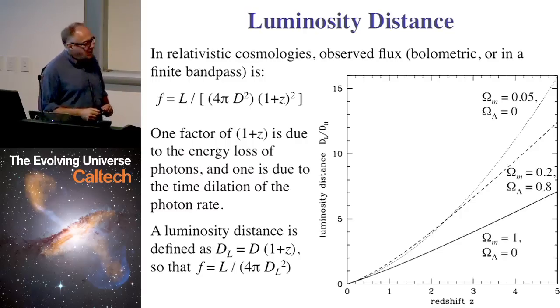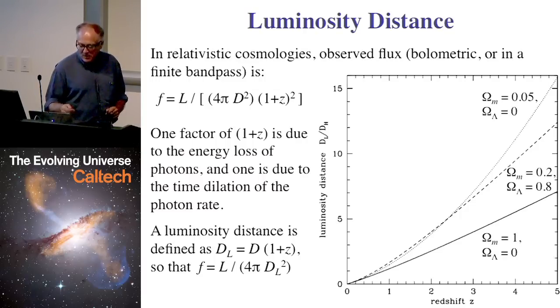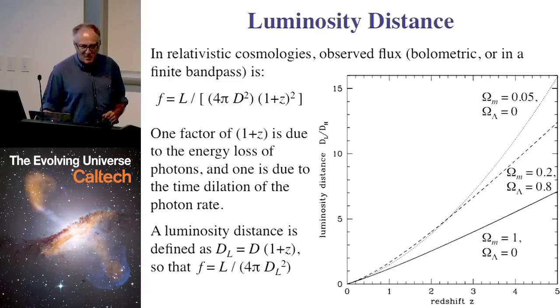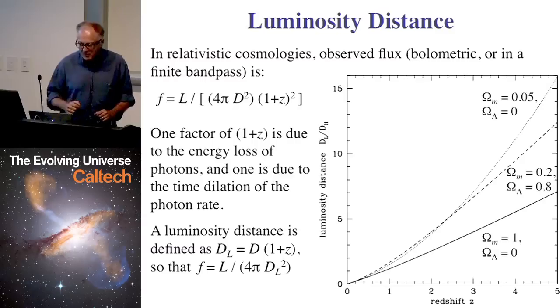Now here are our 3 cosmological models, and now plotting the luminosity distance, because it's the real distance times 1 plus z, you can notice these numbers are higher. With regular distance, it was kind of 1 or 2 times the Hubble length. Now it's more like 10 times the Hubble length. And that's because of the 1 plus z factor.